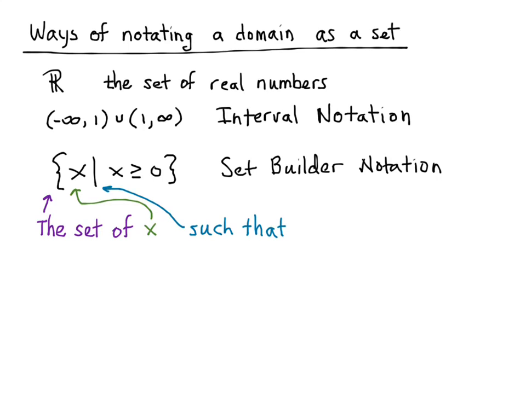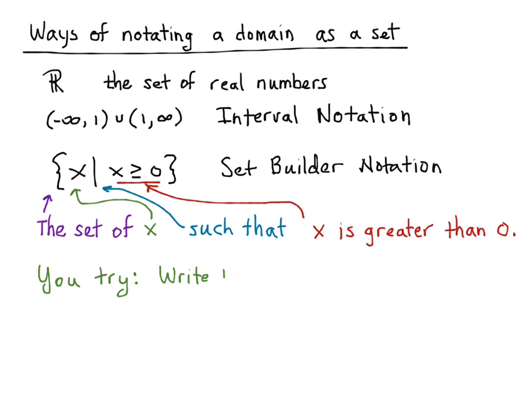In fact, the vertical line is the uppercase backslash. That's the last key on the second line if you're typing. And then you put whatever expression you want after that. X is greater than or equal to 0.